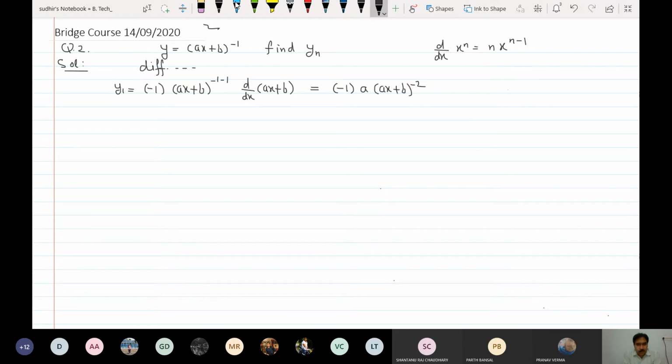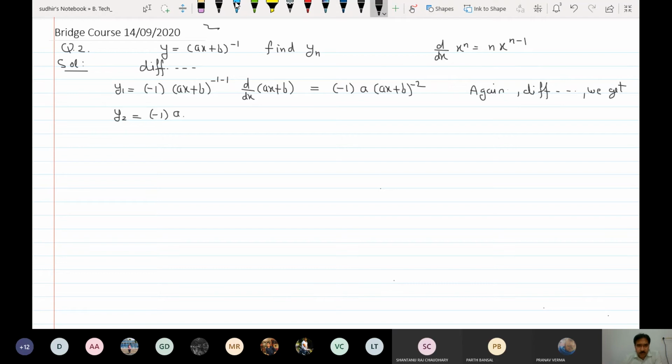Okay, so it is very simple. Now again differentiating, because it is a differentiable function, again differentiating we get y2. Now minus 1 is already there. And this a is constant, so we have to differentiate this.